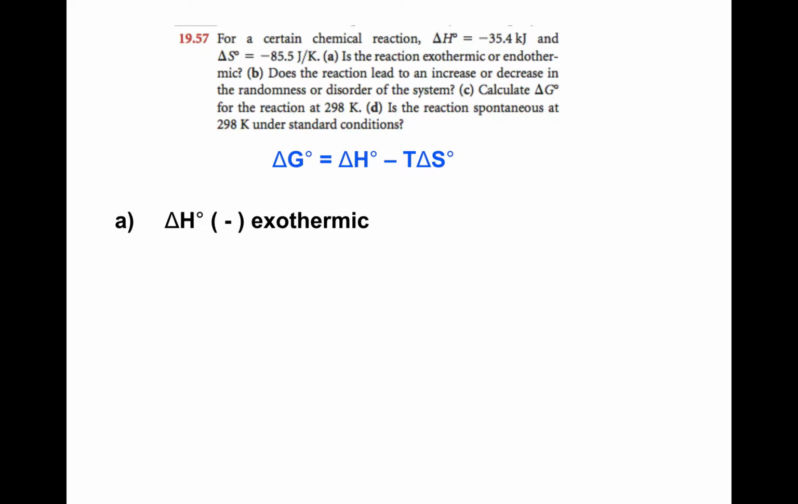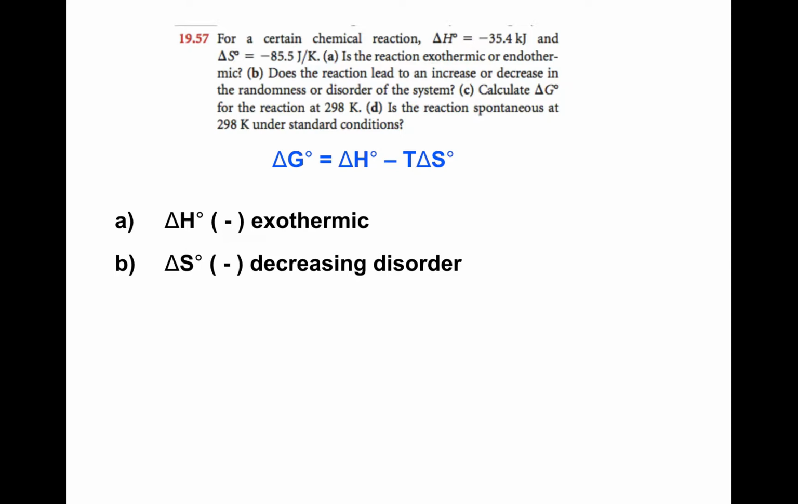Does the reaction lead to an increase or decrease in the randomness or disorder of the system? It's got a negative value for delta S, so it leads to a decrease in disorder. And C, calculate delta G naught at 298 Kelvin.